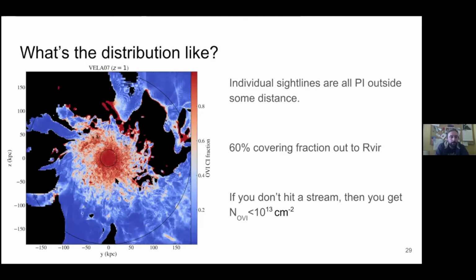And so you get that sightlines that go through the inner part of the halo are going to be mostly collisionally ionized, and sightlines that go through the outer part are going to be mostly photoionized. And that's just because the interface layer is staying the same thickness. When you're on the inner part, the interface layer is big compared to the stream. On the outer part, the interface layer is small compared to the stream. And we'll make that a little bit more rigorous later in the talk too.